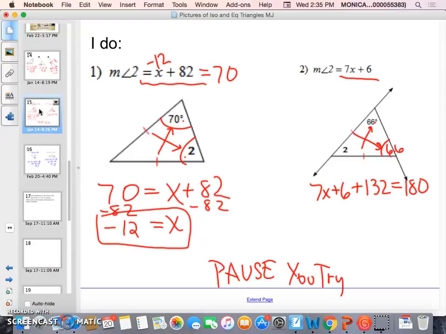So I'm going to add these. That's 138. Subtract it from here, and I get 7x is equal to 42, which means x is 6. If I know x is 6, I can simply plug that back in up here. 7 times 6 plus 6 is 48.